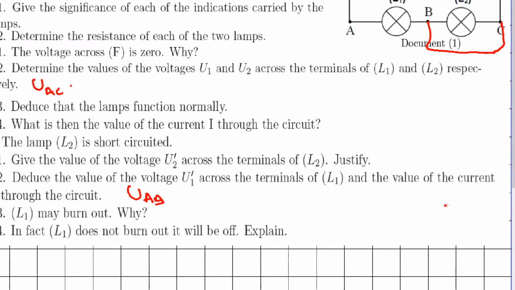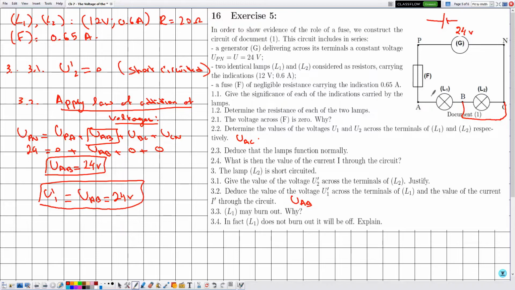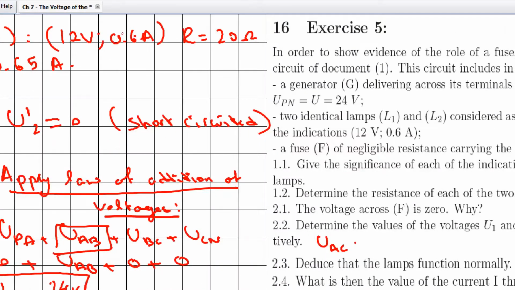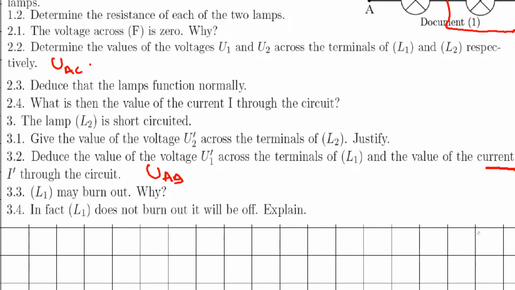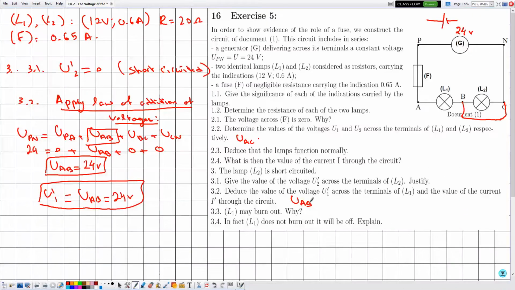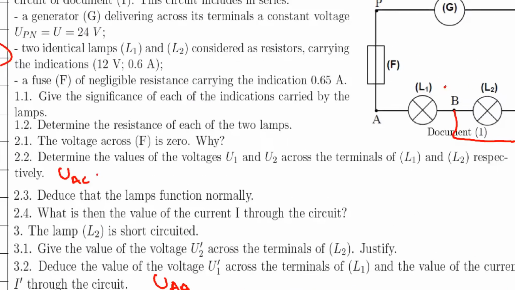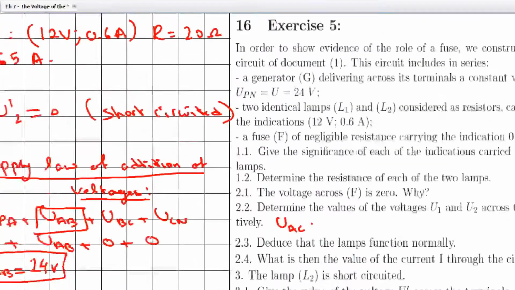And the value of the current through the circuit. So how come we need to determine the current knowing that we have determined the voltage? Now the lamp across the terminals A and B is not functioning anymore because 24 volts compared to 12 volts, they are not equal, so we cannot use the current, which is 0.6 amperes. One can determine the value of the current from the voltage using Ohm's law, because we know that the lamp L1 is considered as a resistance of 20 ohms.